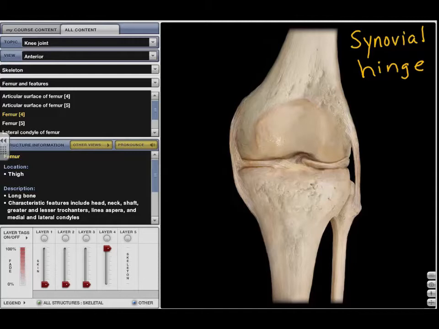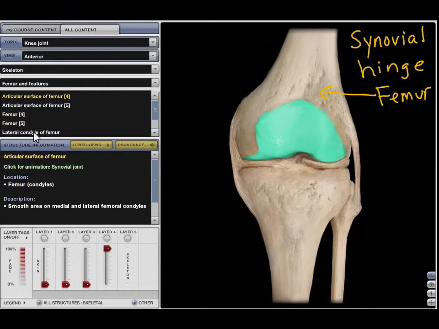However, when the knee is flexed, it's also capable of slight rotation and lateral gliding, so it doesn't fit 100% into the description of a hinge joint. Here, we're looking at the anterior perspective of the left knee, and the first bone involved here, which is highlighted, is the femur. The articulating surfaces of the femur are the condyles. And this is the lateral and the medial condyle of the femur.